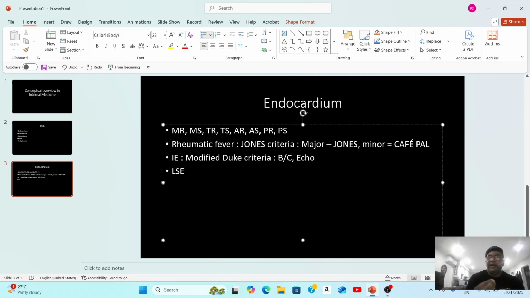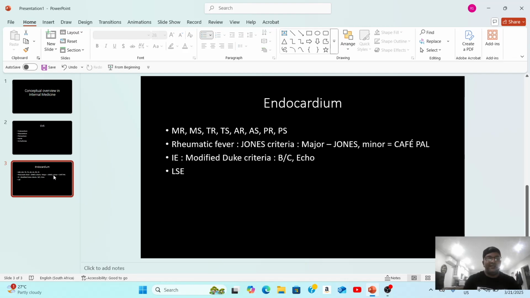vegetation, but it's more. Rather, it is a clot in the setting of systemic lupus erythematosus, right? So SLE causes LSE, Libman-Sacks endocarditis.